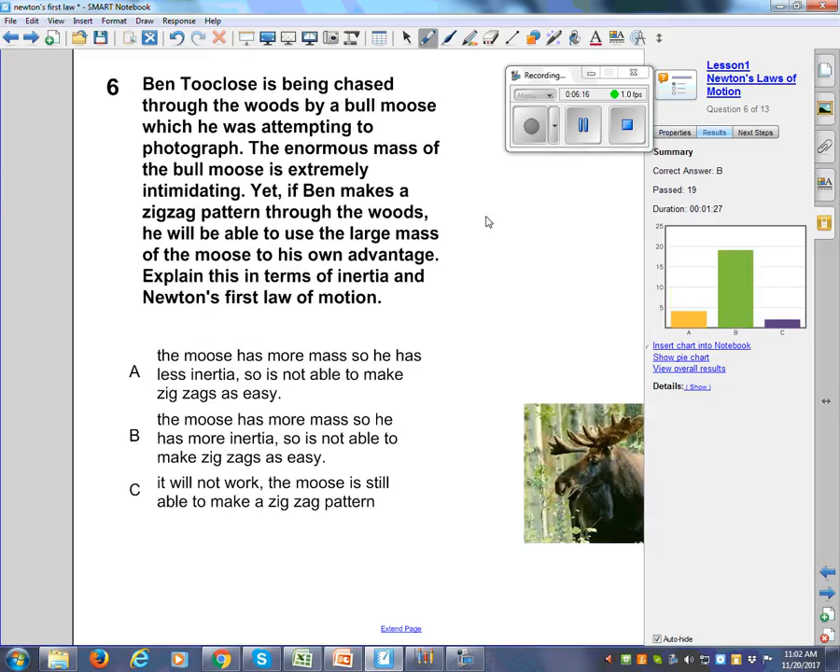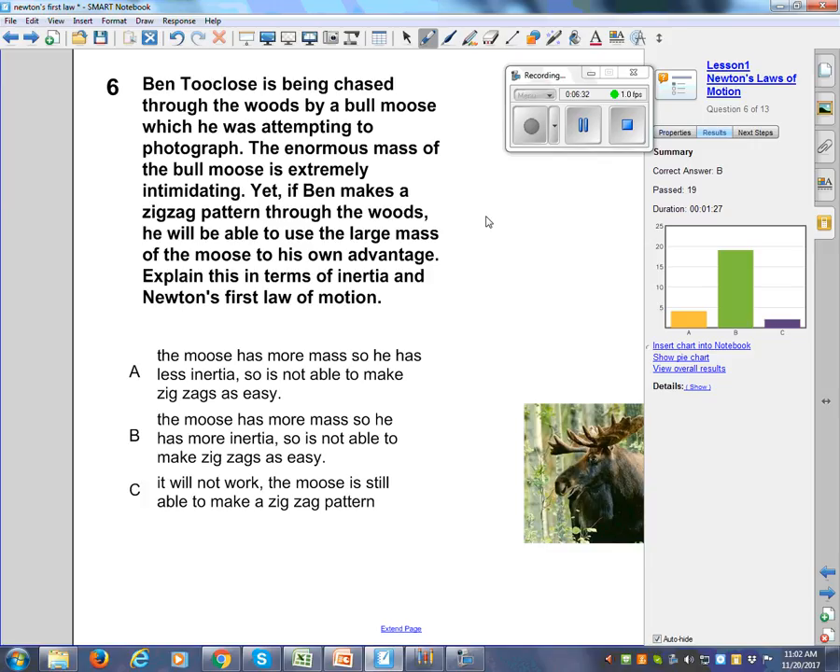Ben Too Close is being chased through the woods by a bull moose, which he was attempting to photograph. The enormous mass of the bull moose is extremely intimidating, yet if Ben makes a zigzag pattern through the woods, he'll be able to use the large mass of the moose to his own advantage. Explain this in terms of inertia and Newton's first law of motion.